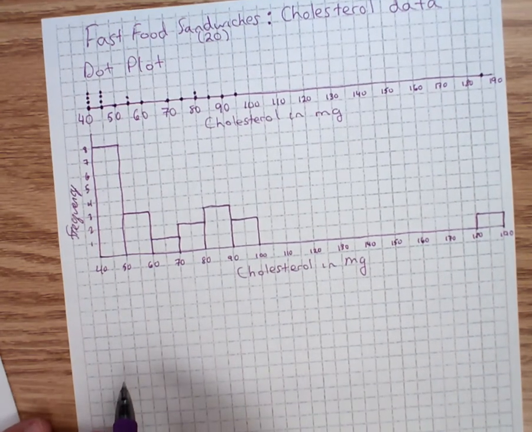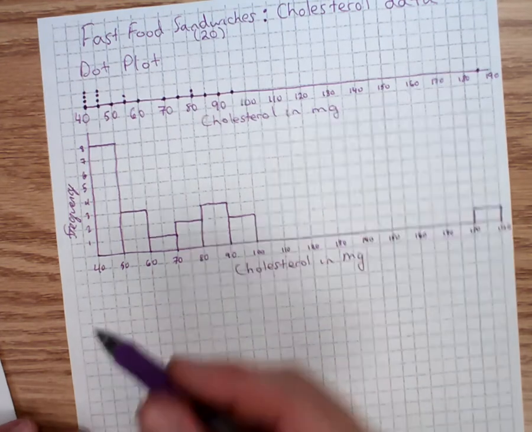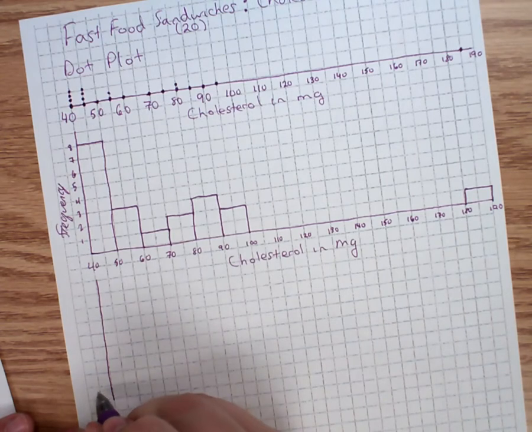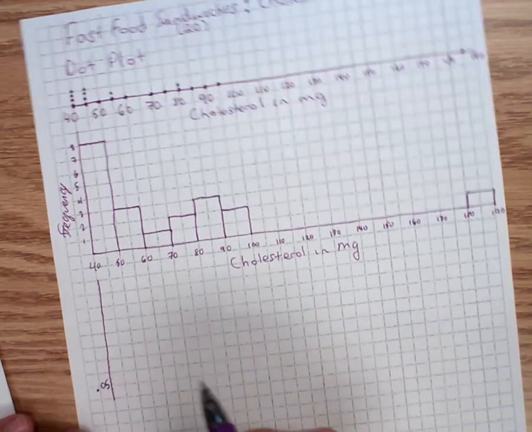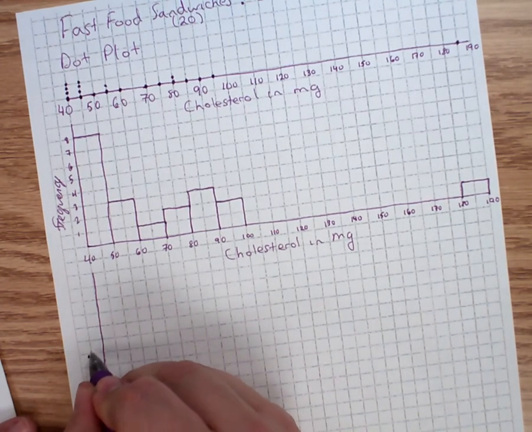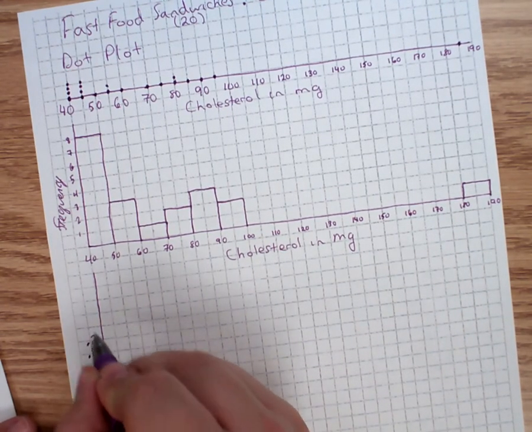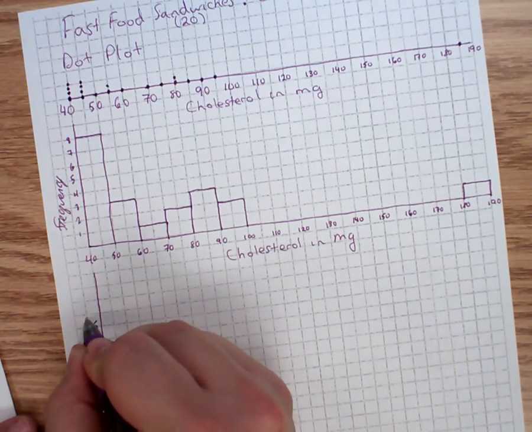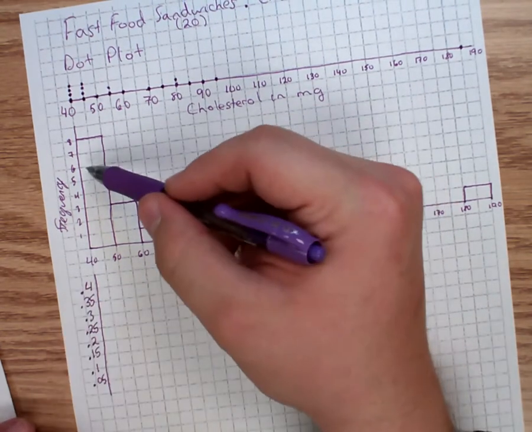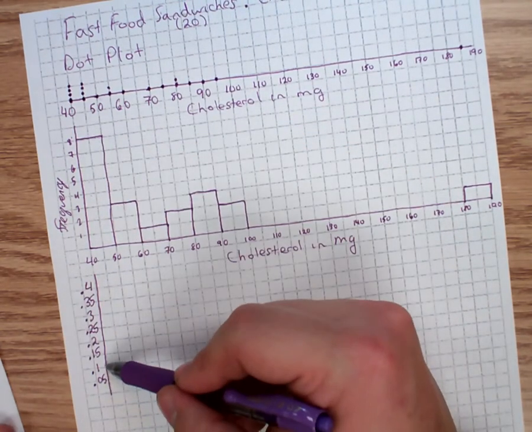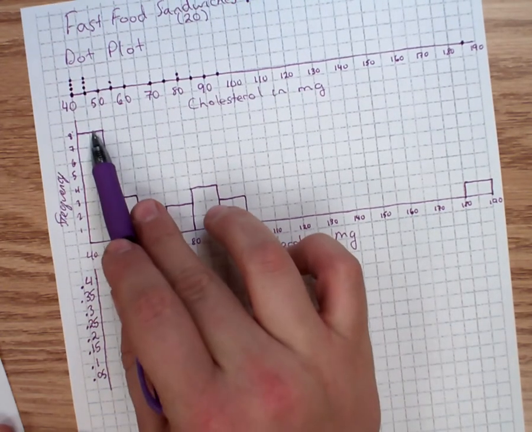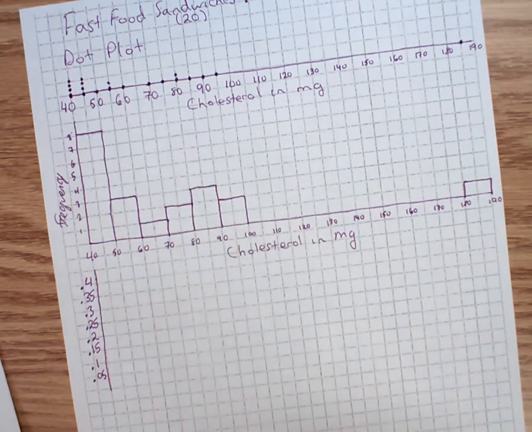So we need to keep the same scale. So we have 0.05, 0.1, 0.15, 0.2, 0.25, 0.3, 0.35, and 0.4. Do you see how it's the same scale? I have 8 marks compared to this. I need you to be able to make that connection.